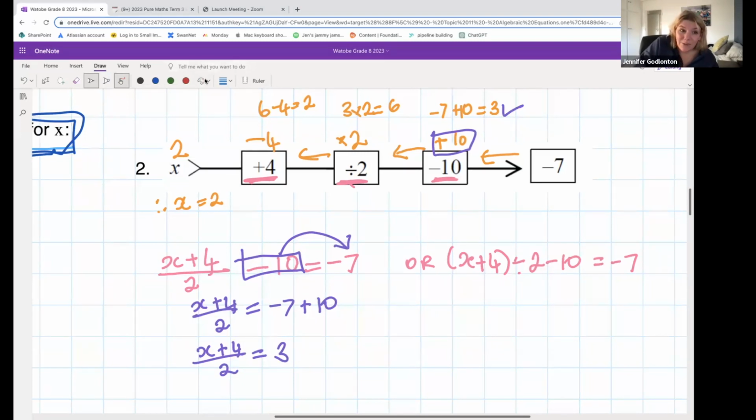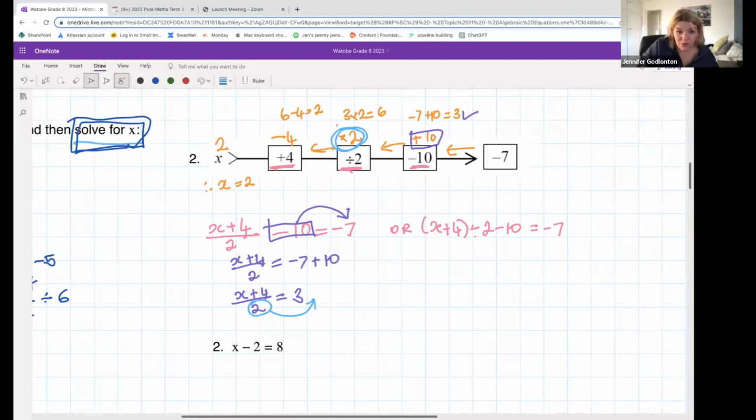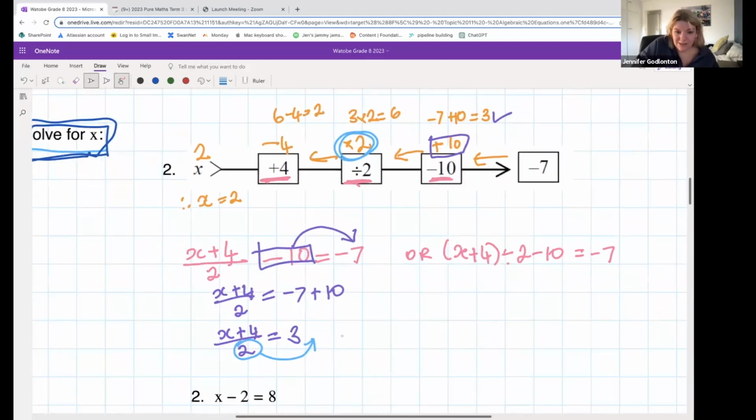Then the next thing we want to do is we've got this divided by 2 situation happening over here. So when he jumps up, instead of dividing by 2, we're going to times by 2. I'm running out of space because I'm writing like a maniac. So I'm going to just write over here. So we're going to have x plus 4 is equal to 3 times 2. And so we get x plus 4 is equal to 6. And that was what we got over there.